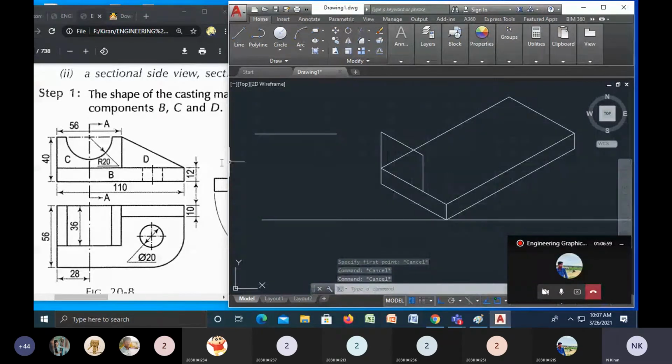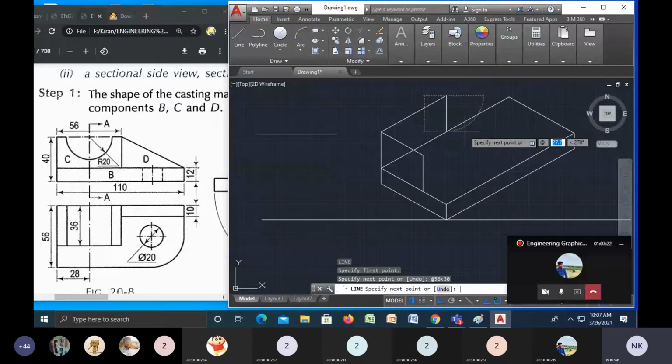Right. Okay, now from this point, what is the distance? This one 56. So L enter. From this point I have to draw 56, so shift at the rate 56, and what is the angle? 30. Right. Okay, and again this side, here also I have to give same value now. What is the value? 36. Shift at the rate 36, and what is the angle? 330. Same as like this. Okay, yes, angle 330.